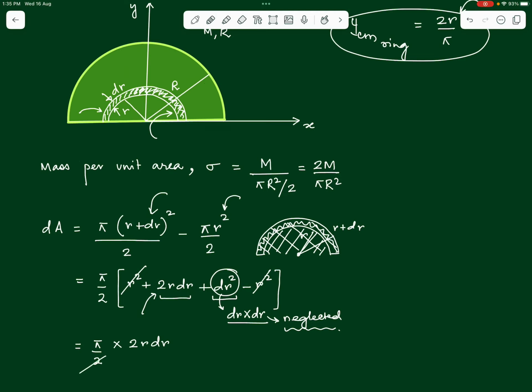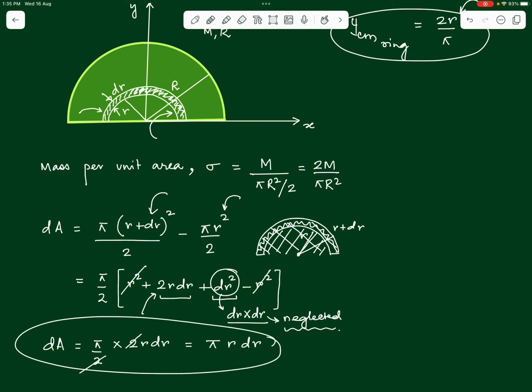See that in this case the 2 cancels out, and we are left with dA. What is the value of dA? dA will come out to be pi into r into dr. This is the value of the small area of the elemental ring that we have considered.